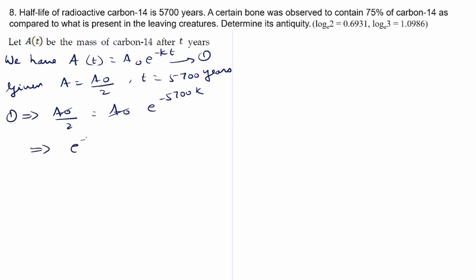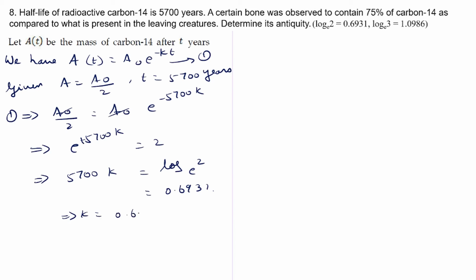From this we get e raised to plus 5700 k equal to 2 when we cross multiply. If we take log on both sides, we get 5700 k equal to log 2 to the base e. This log 2 to the base e is 0.6931. From this we get k as 0.6931 upon 5700. So when we divide, we get it as 0.0001216.